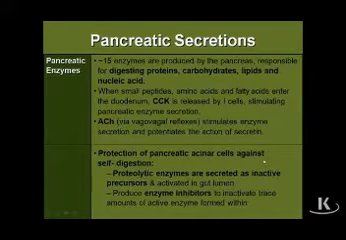Certainly, those pancreatic acinar cells have to be protected against self-digestion, and for that reason, all these proteolytic enzymes are stored as inactive precursors in what are known as zymogen granules.